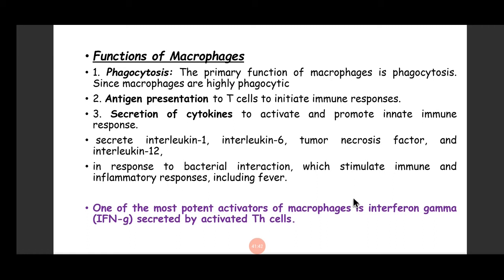And another function is they secrete cytokines like IL-1, IL-6, tumor necrosis factor, and interleukin 12. And these cytokines promote innate immune response, resulting in stimulation of the innate immune response and inflammatory response, including fever. These are the cytokines secreted by macrophages. Macrophages themselves are activated by interferon gamma, which is secreted by the T helper cells.